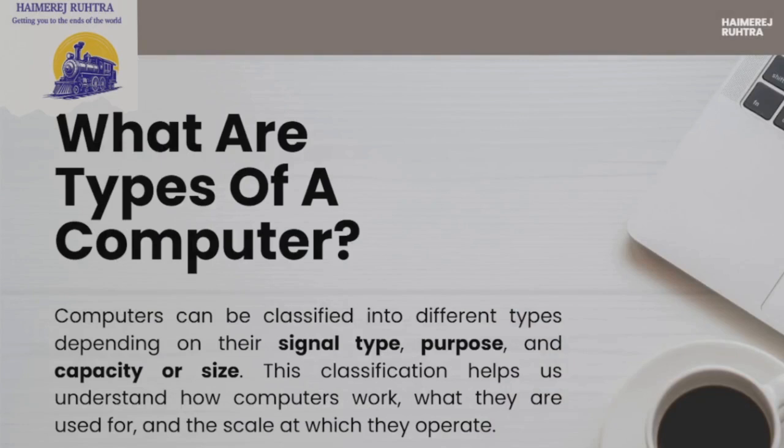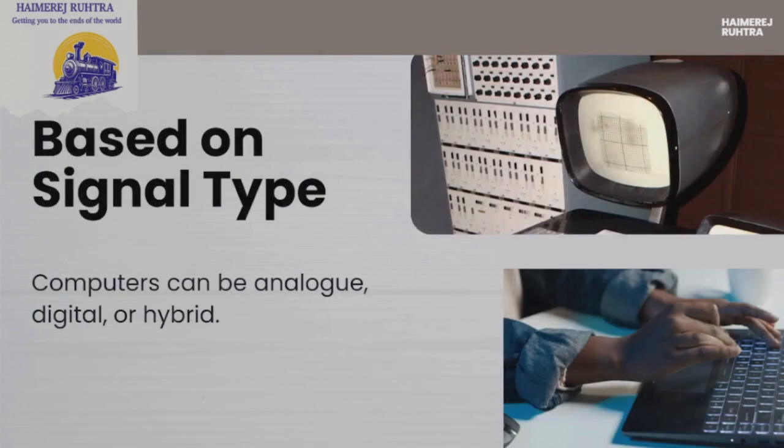Computers are classified into various types. They are based on their signal, based on their purpose, based on their capacity. That's how computers are classified. So if we classify based on signal type, computers are classified as digital, analog, and hybrid.